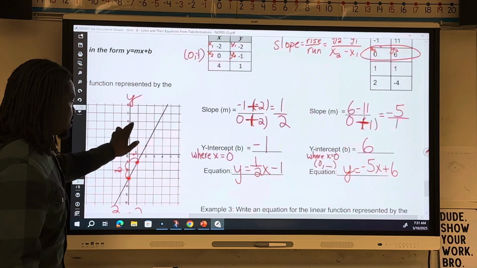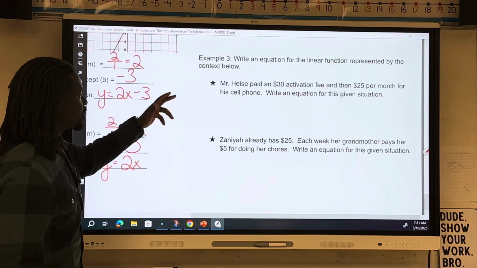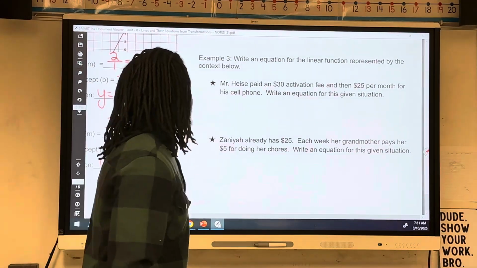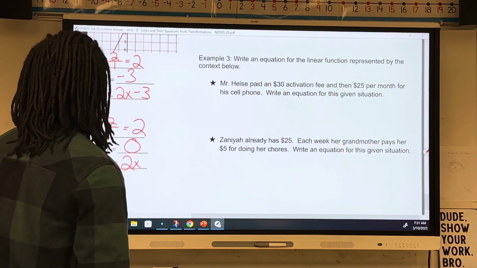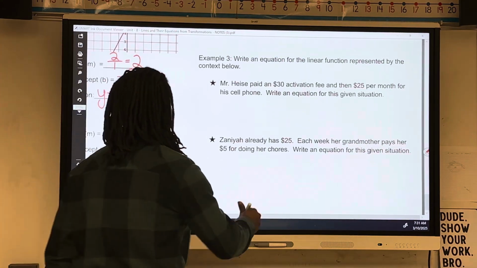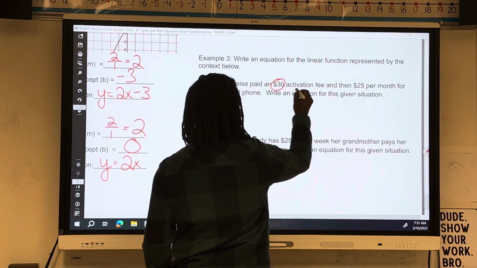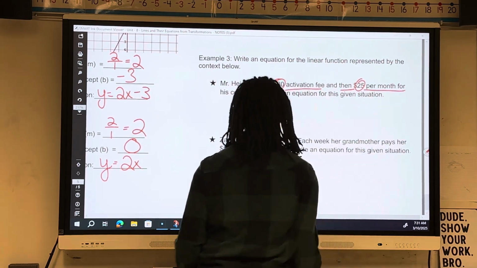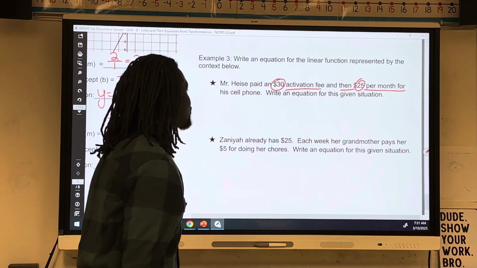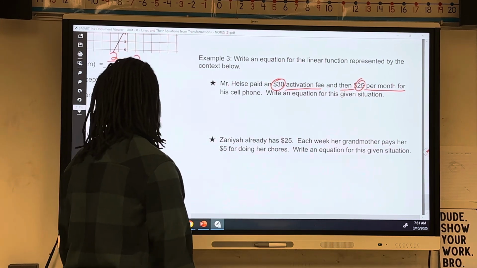All right. And lastly, this time we're writing an equation to represent this word problem. Okay, so Mr. Heisey, he paid $30 as an activation fee. Then he paid $25 per month for a cell phone. Write an equation for this given situation, okay?